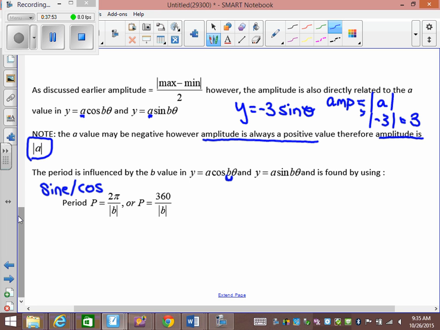So the difference here is if it's in radians, you do 2 pi divided by the absolute value of b. If it's in degrees, there's a little degree symbol, and you do 360 degrees divided by the absolute value of b. Okay? Move on.